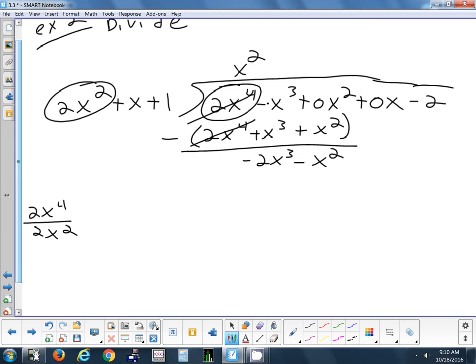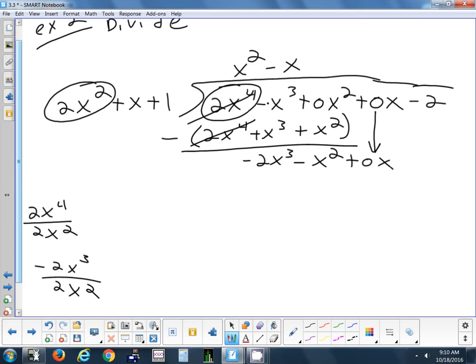All right, and one more thing I got to do before I can start the process again. Bring this down and watch what's going to happen here. Something nice is going to happen, and I think this is actually going to be our last step. Sometimes what's about to happen does happen, and it's kind of nice. So now we're going to divide negative 2x cubed by 2x squared. Yep, negative x.